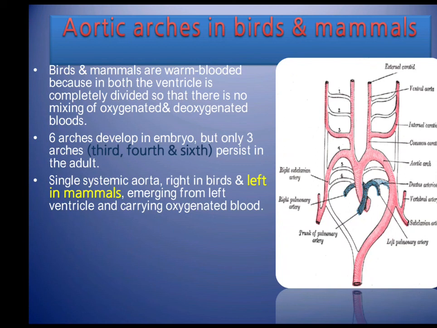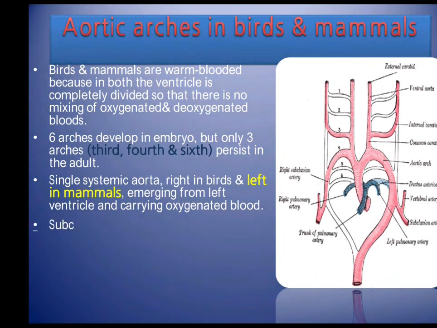So this is an important thing. If you assume the heart to be over here, this arch is going from the left ventricle, and this arch, the pulmonary arch, is coming out of the right ventricle. That's why it is having the deoxygenated blood. So this is the course of the oxygenated blood from the left ventricle to the body.